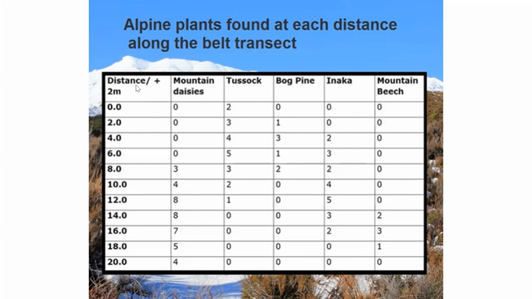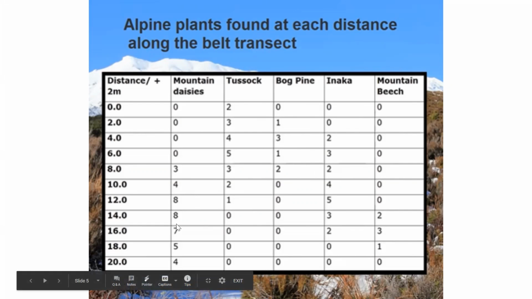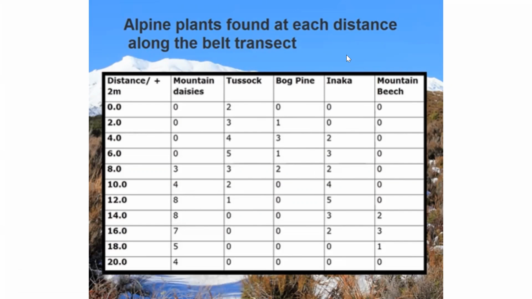He has placed the rows under the distance column as 0, 2 meters, 4, 6, 8 meters, 10 meters, 12 until 20 meters. And at every 2 meters, he has taken into account how many mountain daisies he found, how many tussocks he found, how many bog pine plants touched that 2 meter mark. Whichever 2 meter mark it touched, he counted and placed them in the box. And the same for mountain beech. Okay. At this point in this table, is there anything that is confusing, or you want to ask something from this table?